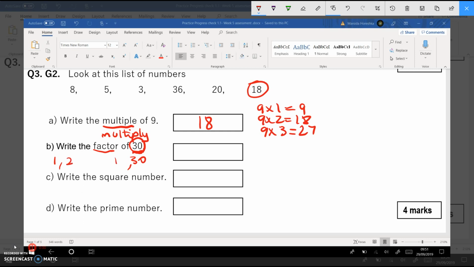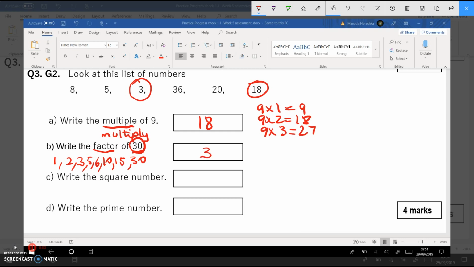Then 2 times 15 makes 30. 3 times 10 makes 30 as well. 4 is not. 5 times 6 also is 30. So all of these are factors of 30. Which one of these is appearing in the list? And we've got 3. So I'll write 3 down.